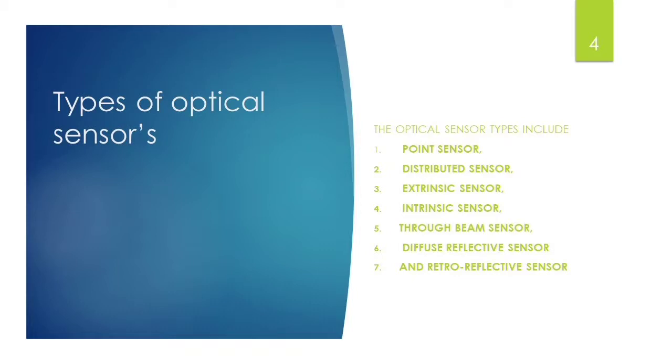Types of optical sensor. The optical sensor types include point sensor, distributed sensor, extrinsic sensor, intrinsic sensor, through beam sensor, diffuse reflective sensor, and retroreflective sensor.